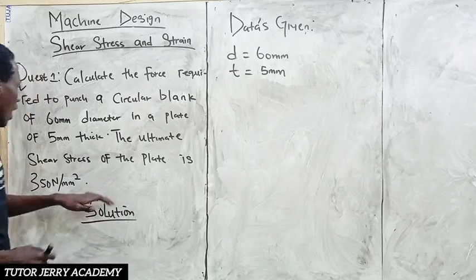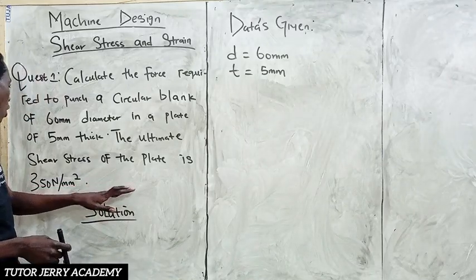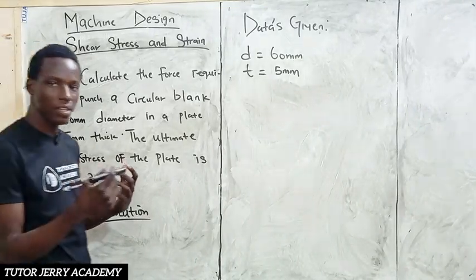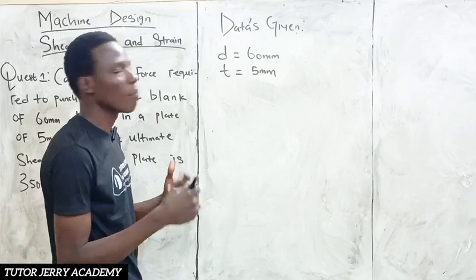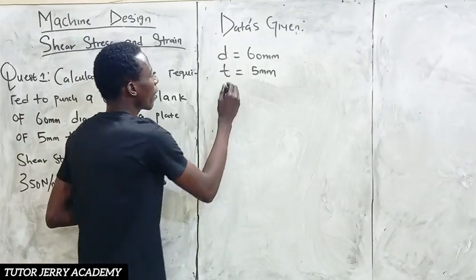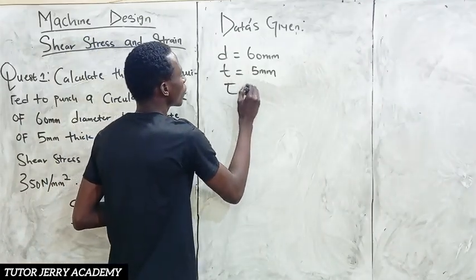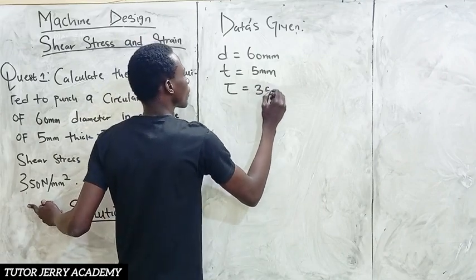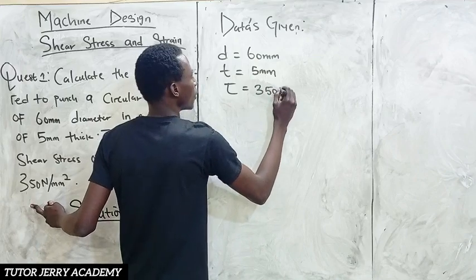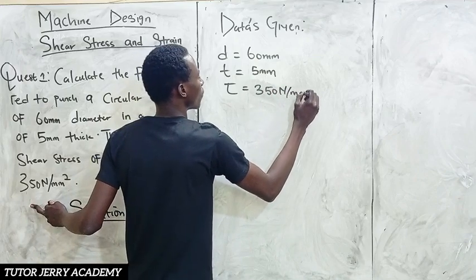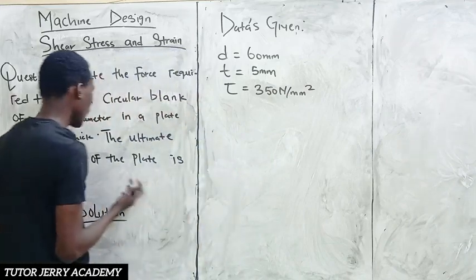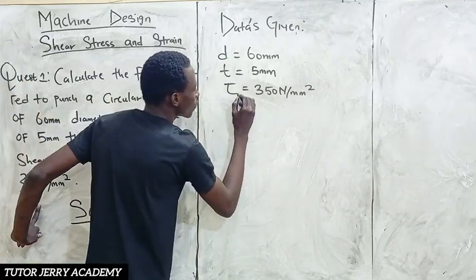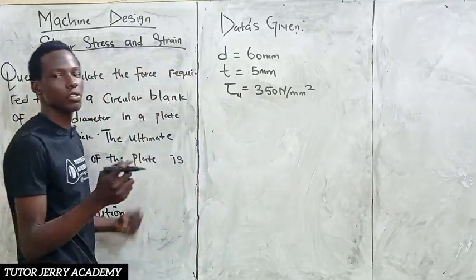We have an ultimate shear stress of 350 Newton per millimeter square. Of course, we are dealing with shear stress. It will no longer be sigma, but tau. So we have our tau equal to 350 Newton per millimeter square. But don't forget, we are told that this shear stress is ultimate. So we can just represent ultimate here with a little subscript of U.